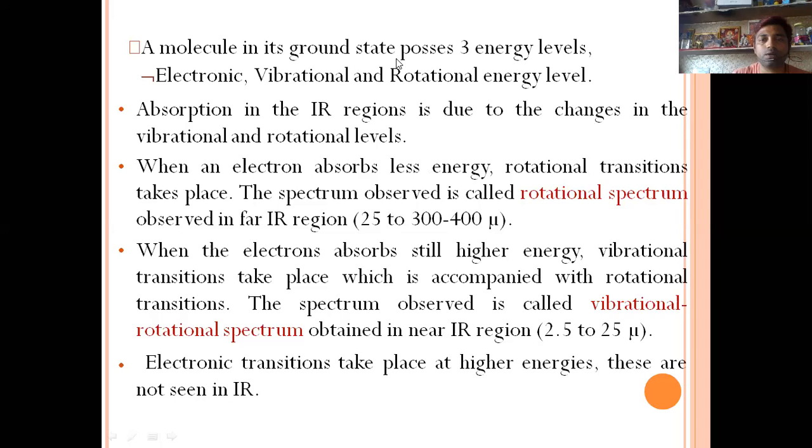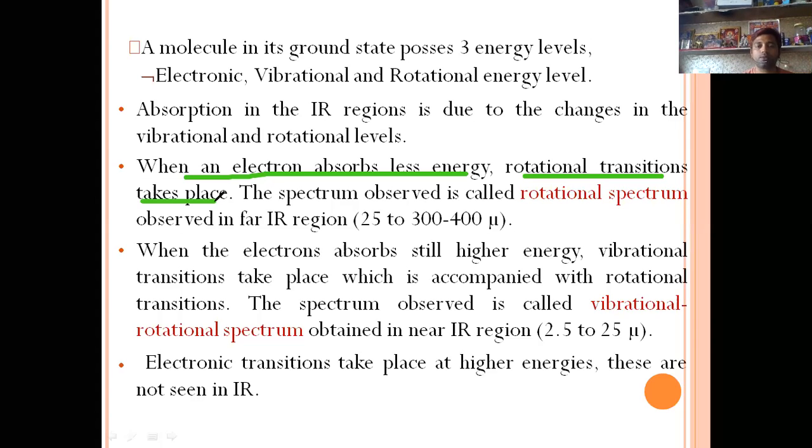A molecule in its ground state possesses three energy levels. We know that they are electronic, vibrational, and rotational energy levels. We have discussed that absorption in the IR region is due to changes in the vibrational and rotational levels. When a molecule absorbs very little energy, rotational transitions take place. The spectrum observed is called the rotational spectrum, observed in the far IR region. Far IR region is 25 to 400 micron.